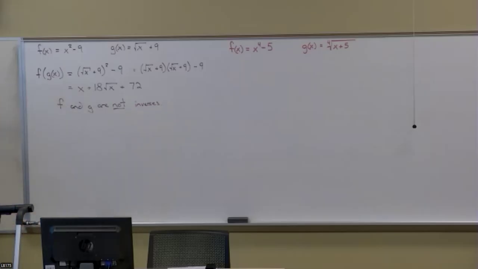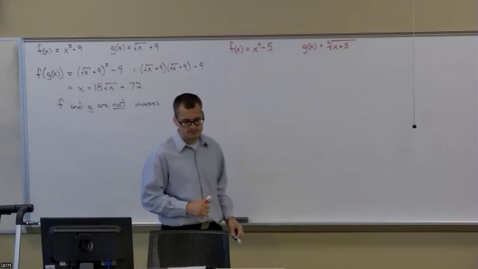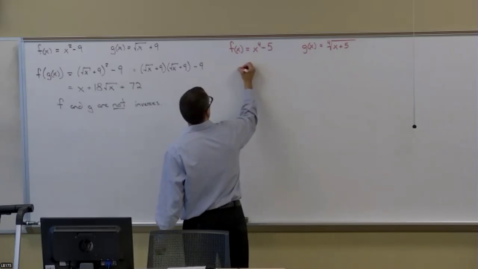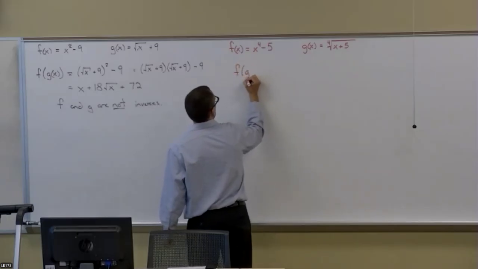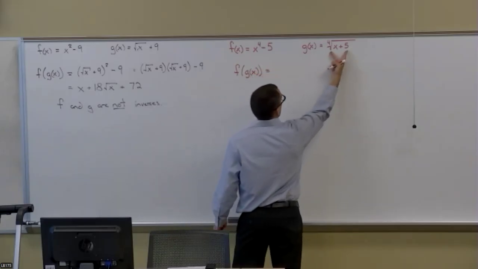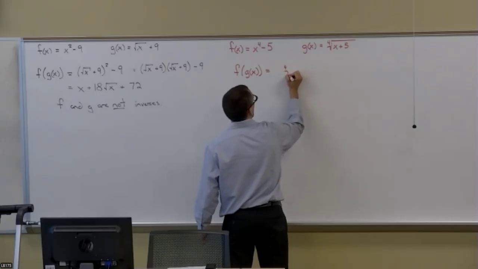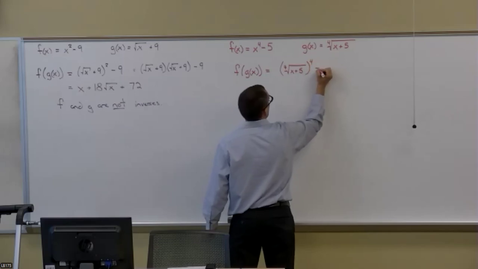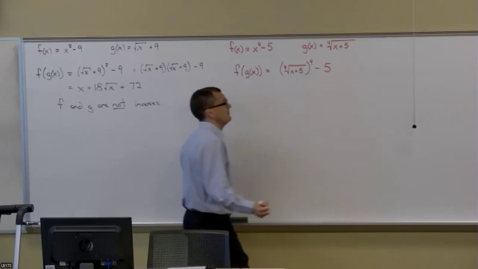Be careful about those things. I'm trying to give you ones that look like they may be inverses, obviously, but a lot of them are not. On these two, let's do our composition. Now, what I would do is I take this fourth root, and then raise that to the fourth power, and then subtract 5.